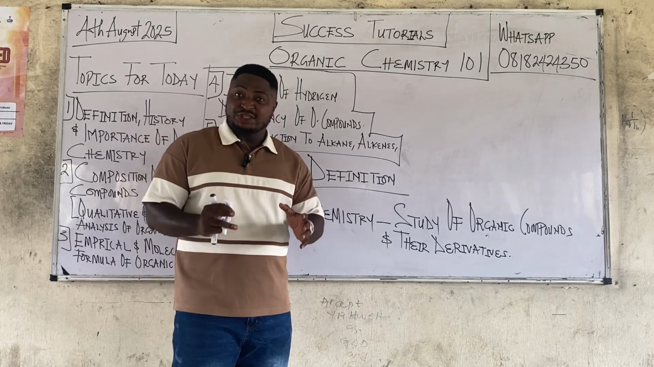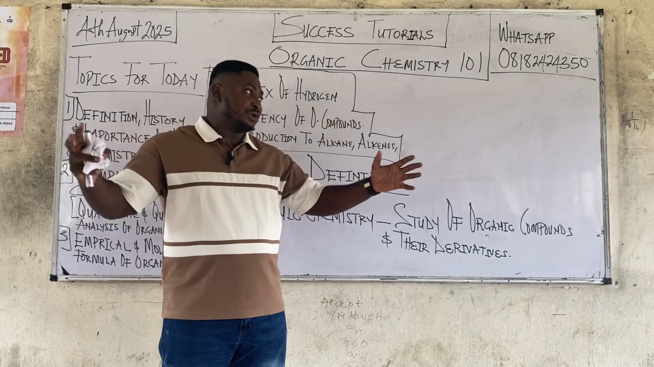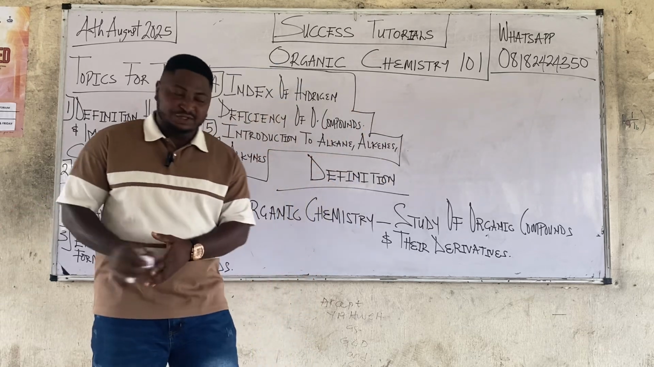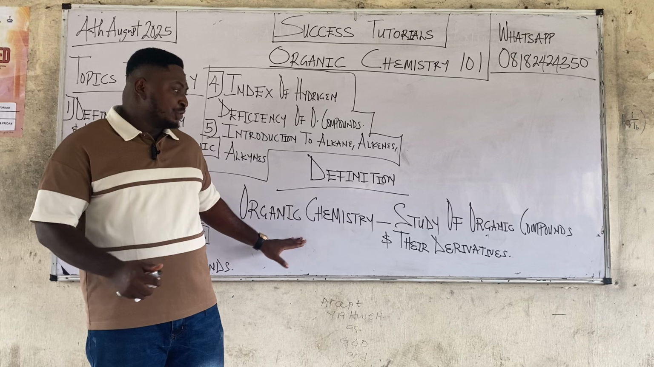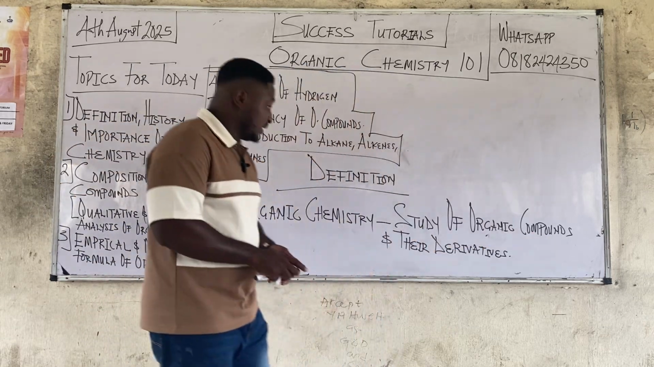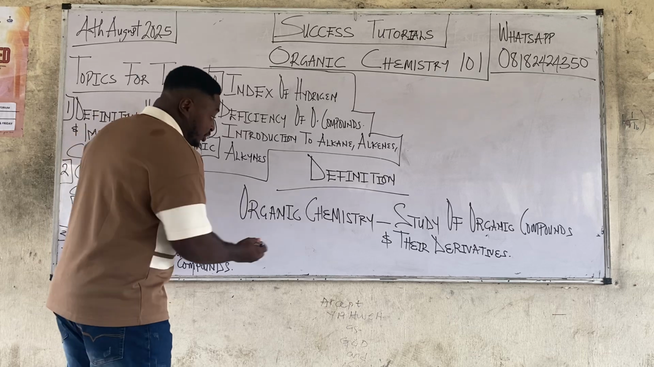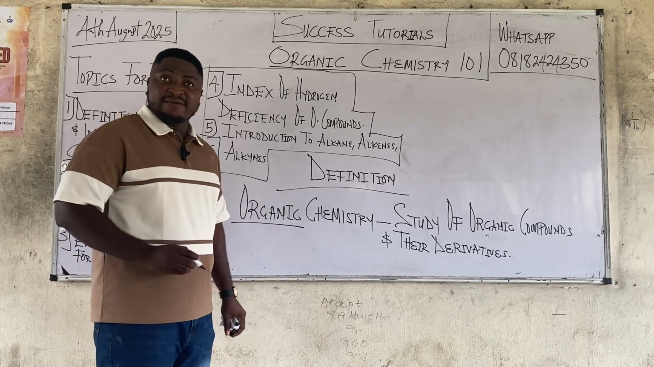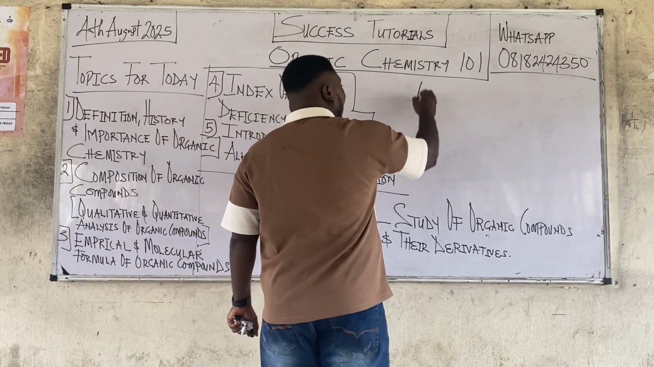Chemistry is broken down into 2 broad categories. We have the organic part of chemistry and the inorganic part of chemistry. So to define organic chemistry, say organic chemistry is a study of organic compounds and their derivatives. You will not fully understand this definition until you understand the meaning of the word organic.